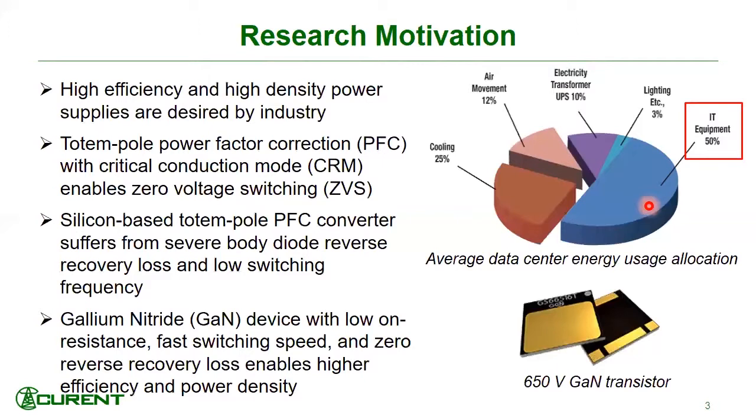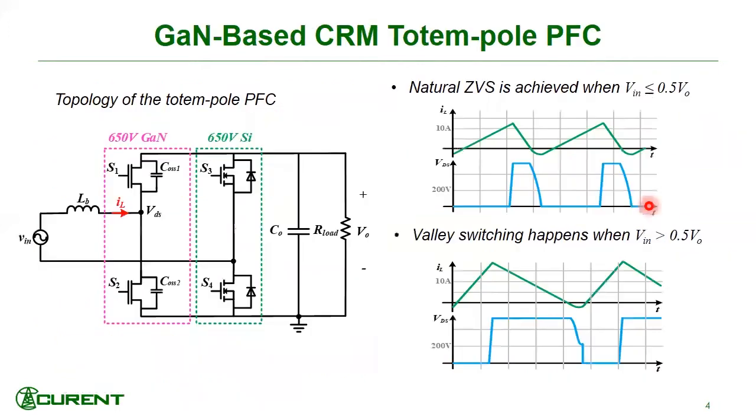Thanks to the emergence of gallium nitride devices, the reverse recovery loss of the body diode can be removed. At the same time, the switching frequency is able to be pushed to a very high level. So, combining the totem-pole converter and the GaN devices, the GaN-based CRM totem-pole converter is very likely to achieve high efficiency and power density.